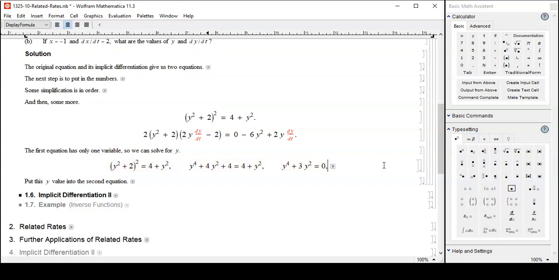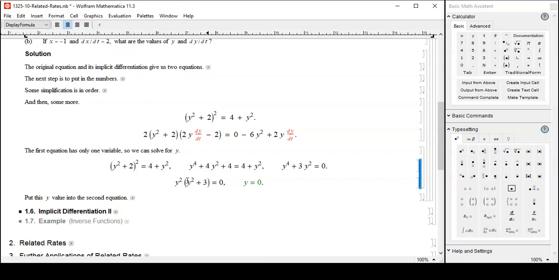Although simplification, yes. And then the key is to factor. Okay? This is a nonlinear equation, a higher order polynomial equation. So the key is to factor. Get the right hand side equal to 0 and factor. If I factor y squared out, we get y squared times (y squared plus 3) equal to 0, and the right hand side is 0, so either one of them has to be 0.